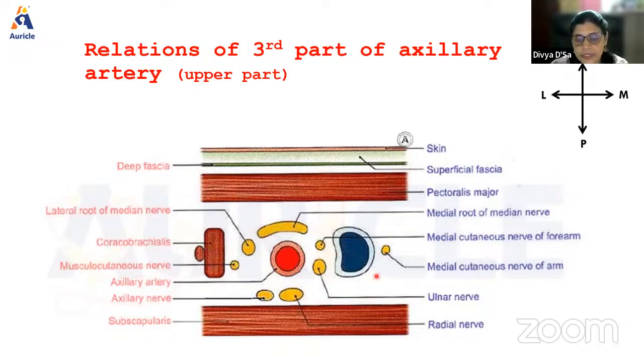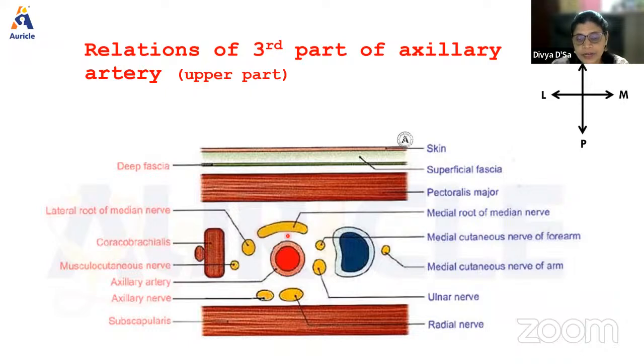So on the medial side, we are seeing the axillary vein and the branches from the medial cord. That is the ulnar nerve, the medial cutaneous nerve of arm, and the medial cutaneous nerve of forearm. And on this side, laterally, we see the lateral root of median and the coracobrachialis, short head of biceps, and the musculocutaneous nerve, which are the branches from the lateral cord.